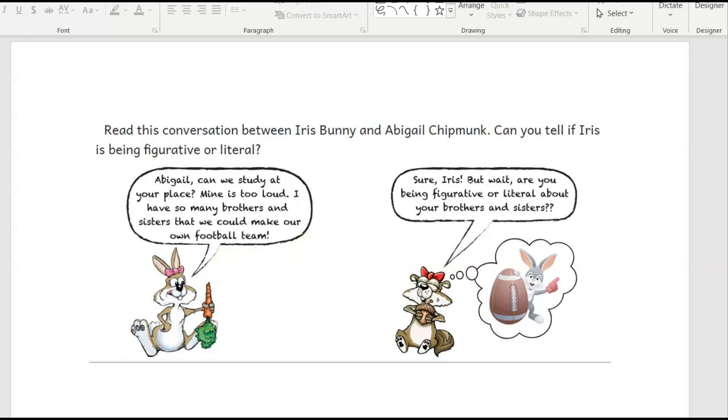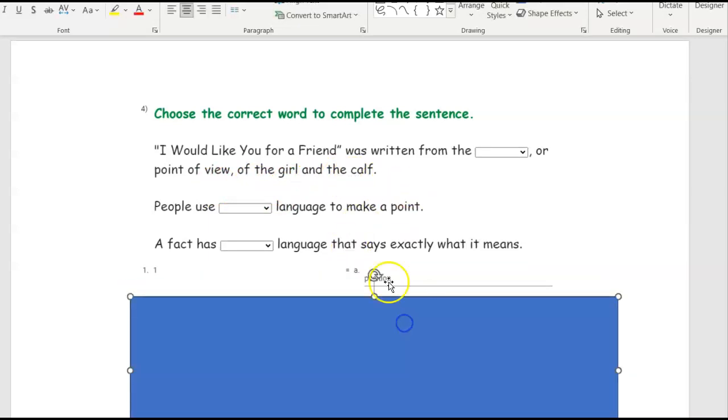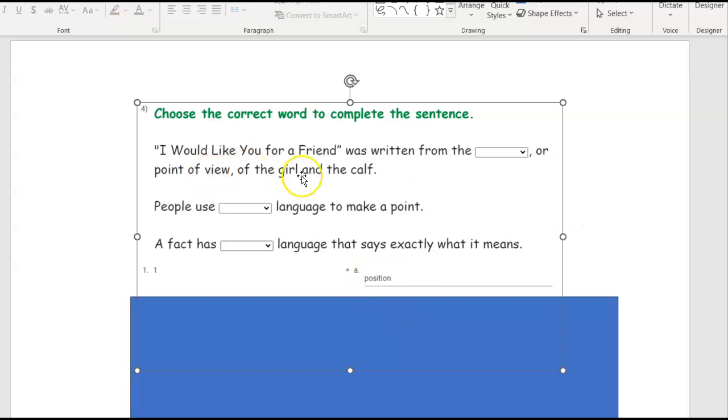Okay. All right, I hope that helps with your test. Maybe one more thing that we could review is one of the questions on your unit test. When you see these little arrows, you're going to click on them and then scroll down to see all of your choices. So it says, I would like you for a friend was written from the blank or point of view of the girl and the calf. So that was written from the position or the point of view from the girl and the calf.